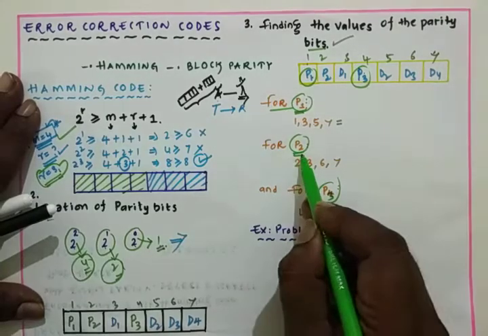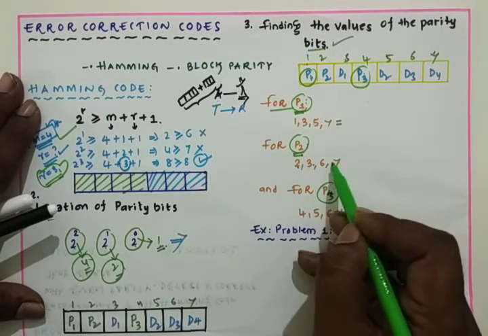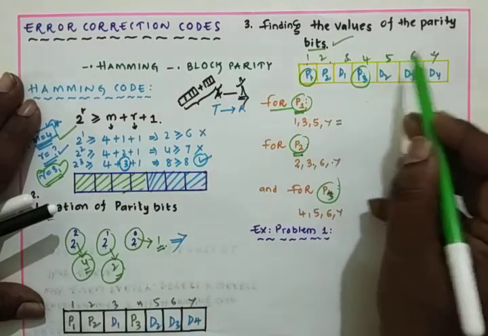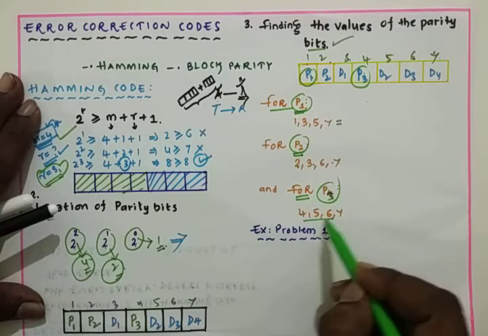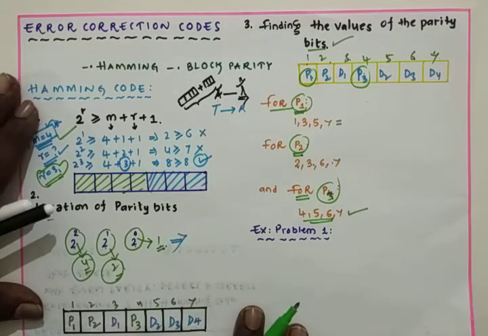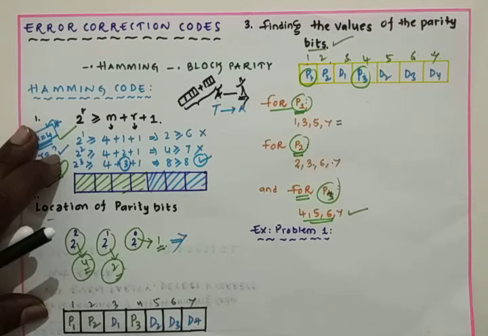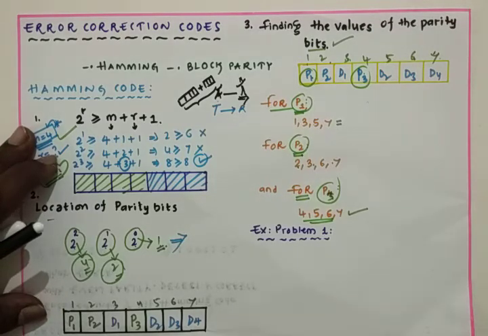Second one, to know the parity bit P2, we need to go with 2, 3, 6, 7. And to know the parity bit P3, we have to go with 4, 5, 6, 7. Those are the combinations to know the values of the parity bits P1, P2 and P3.